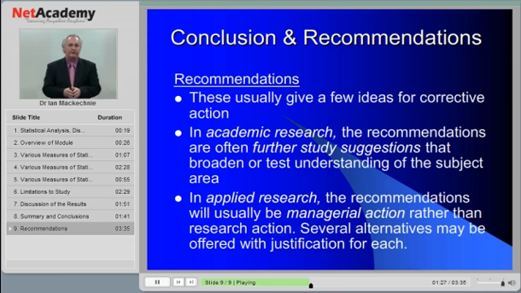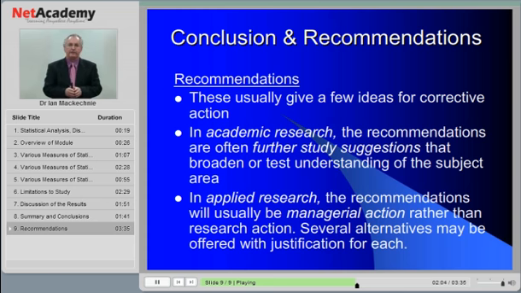In academic research, the recommendations section is normally about further study suggestions, recommendations for further research. In other words, it says this is what we've found, but if we looked at particular areas, perhaps looked at other variables, perhaps went about the research project in a different way, we could perhaps test our understanding further. So in academic research or pure research, the recommendation section is normally called further study suggestions, further research suggestions.